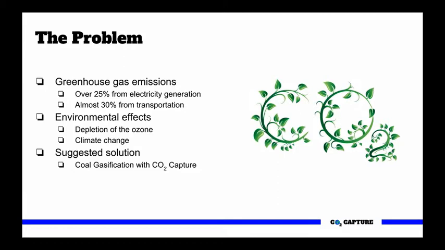Over 25% of greenhouse gases are produced from electricity generation alone, and 30% are produced from transportation. There has been a drastic increase in the Earth's average temperature over the past 20 years. Carbon dioxide is the most abundant greenhouse gas produced and emitted by industries, which severely damages the environment and leads to ozone depletion. In order to reduce emissions, power plants should switch to coal gasification with CO2 capture, as it is a cleaner method of producing power.